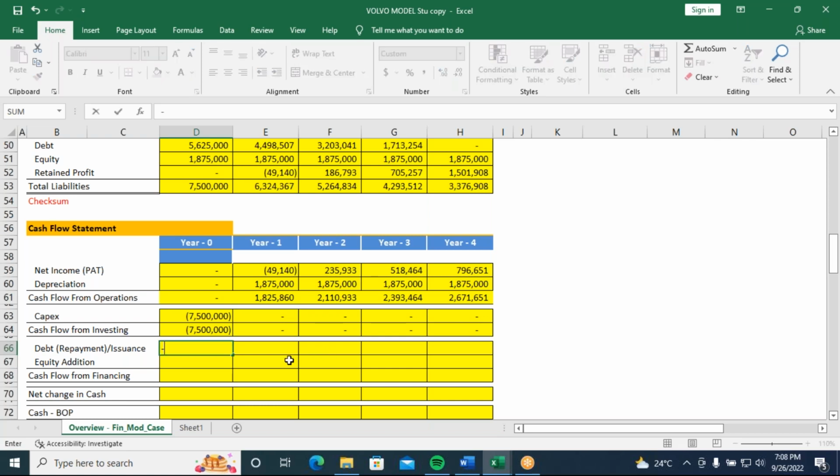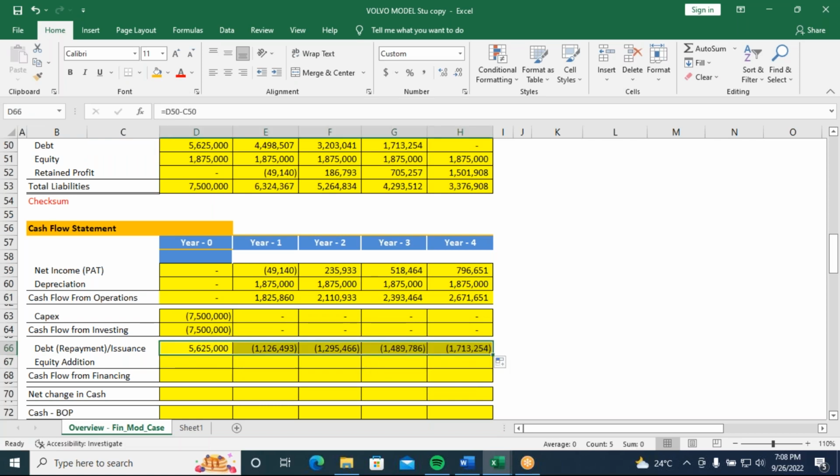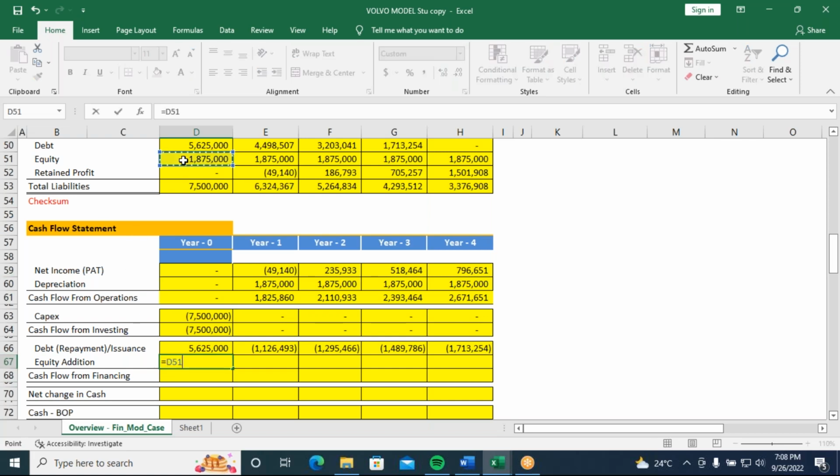D50 minus the previous year value. So I'll just take this, select and drag. Then equity addition is equal to equity minus the previous year equity value. I'll select and drag.